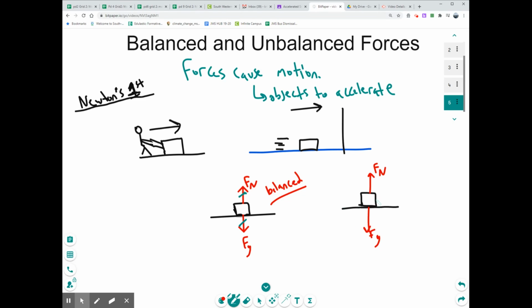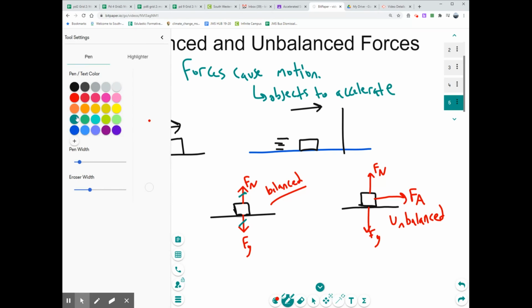Those are balanced, right? But what if somebody's pushing on the box? Well, then you have an applied force. And check it out. This diagram is unbalanced, right? Let's spell the word correctly, shall we? Unbalanced. Good. Since the forces are unbalanced, which way is the object going to move?